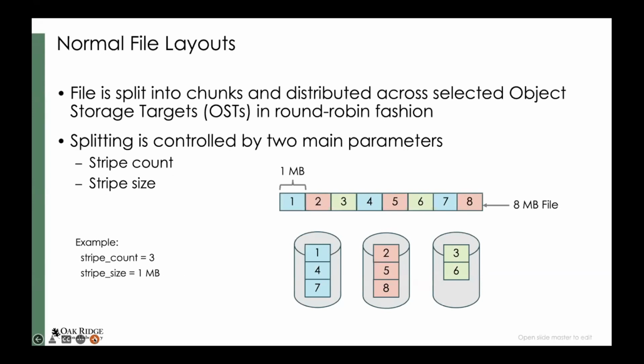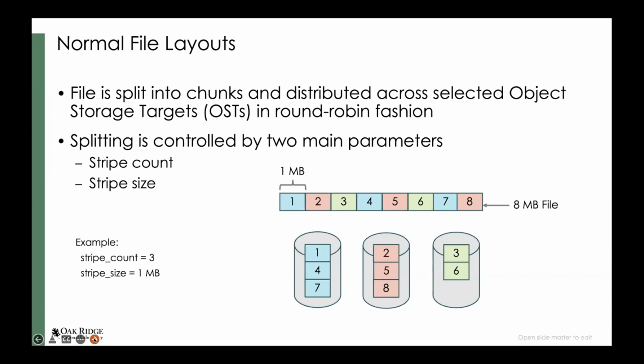So normal file layouts, this is what everybody is most familiar with. In general, Lustre will take a file and split it into chunks and distribute it over selected object storage targets in a round robin fashion. And for the most part, the splitting is mainly determined by two parameters that people tend to set, which is the stripe count and the stripe size.